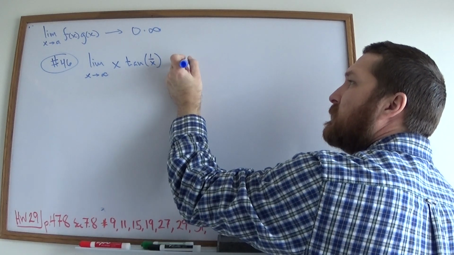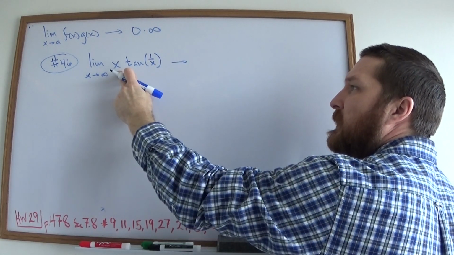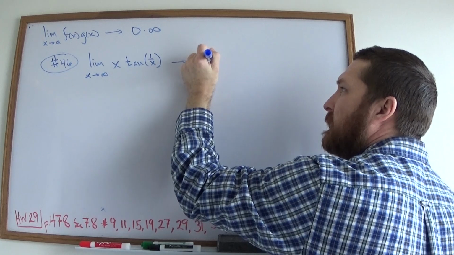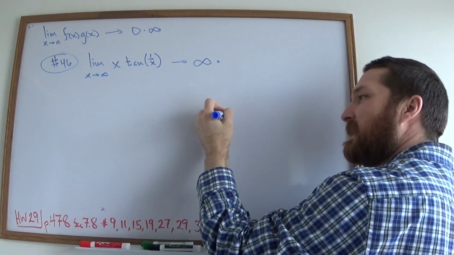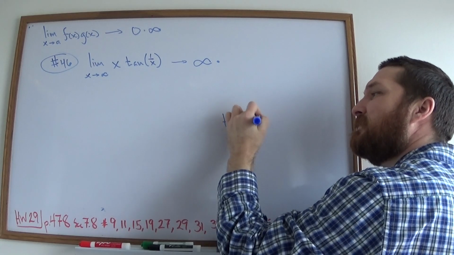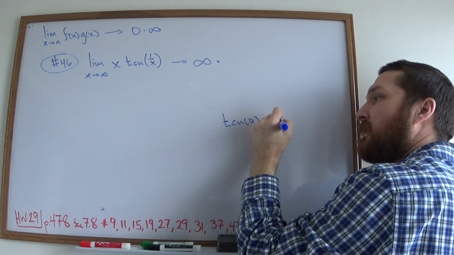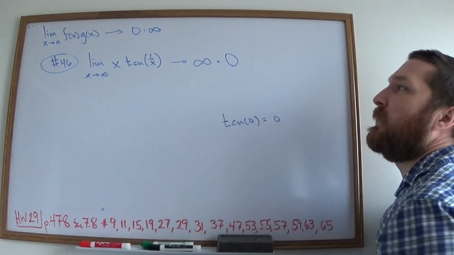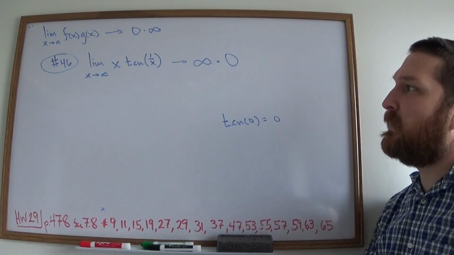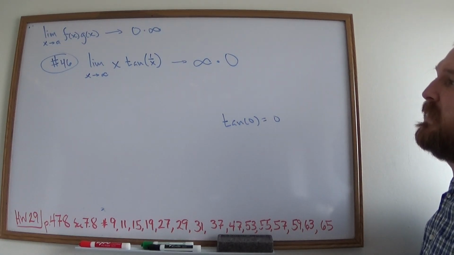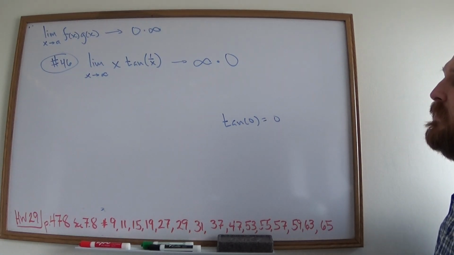So we could see that x goes to what? Infinity. And tangent of 1 over x is getting closer and closer to tan of 0, which is just 0. So we are in this form, an indeterminate limit. Now we want to ask who gets there faster.